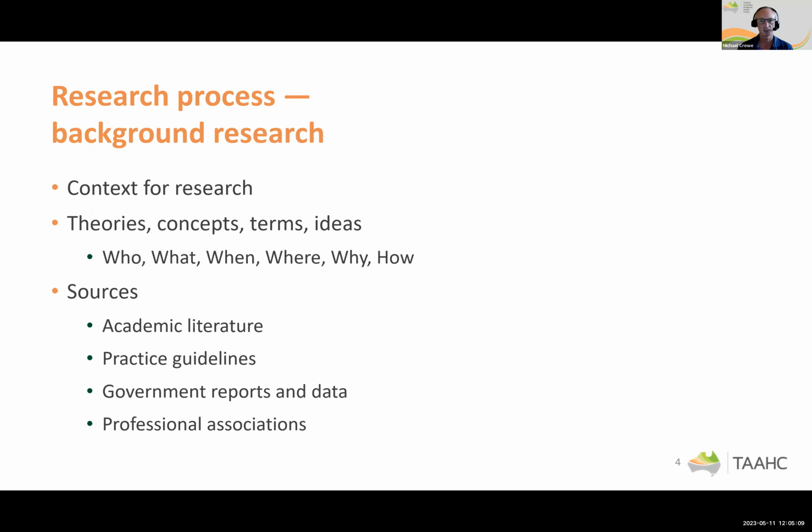All right, so first, the research process. When you're doing background research, leading to things like literature reviews, or just to get some idea of what's happening, or to put context on research ideas, it's usually thought of as a couple of steps. First of all, you decide what your research is, and then you look at some theories, concepts, terms, or ideas around your research area. So who, what, when, where, why, how. Then you look at getting information from different sources like the academic literature, practice guidelines, government information, or professional associations. It all sounds very straightforward and easy.